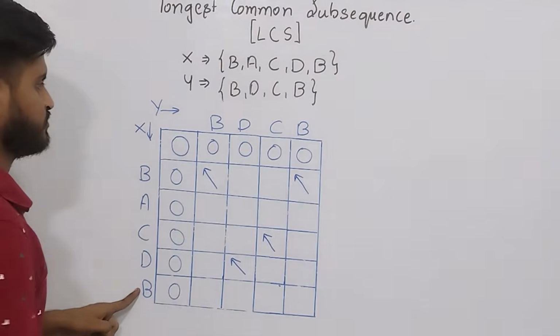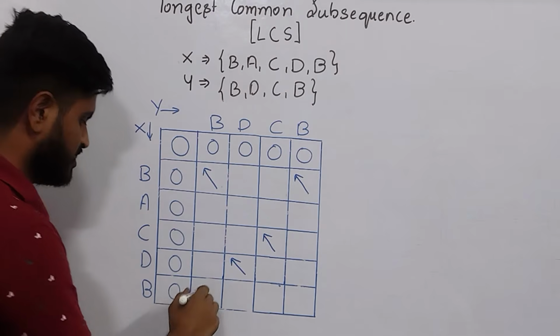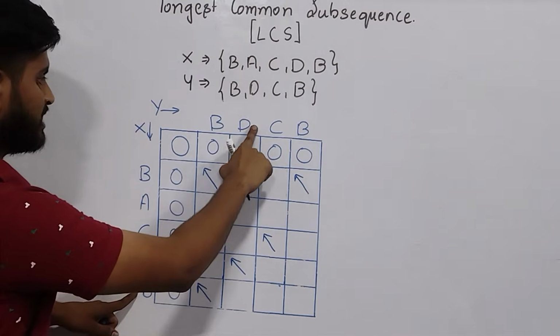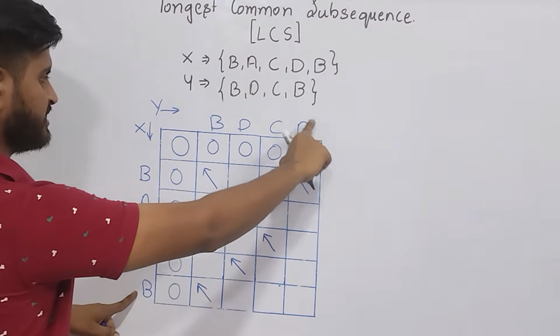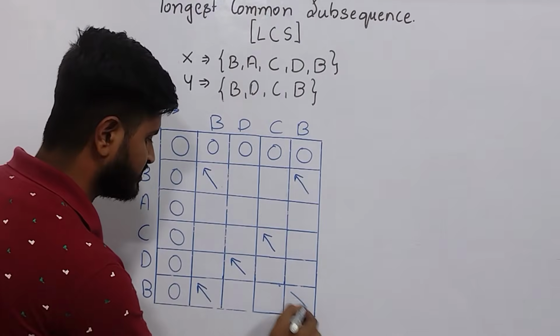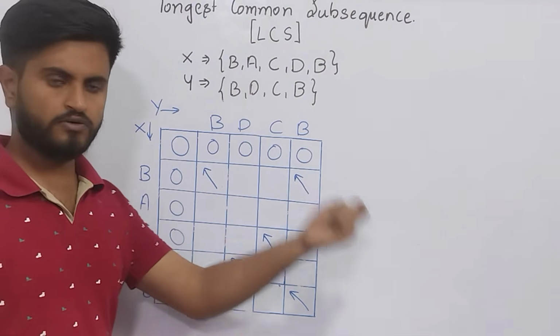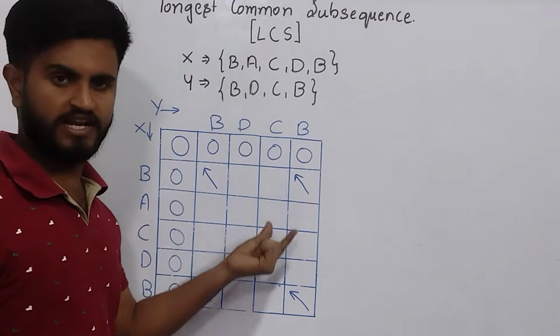Next, d comma c is not matching, d comma b is not matching. Now let's move to the last one, that is b. b comma b is matching, so I will write an arrow tilted towards the left side. b comma d is not matching, b comma c is not matching, b comma b is matching, so I must write an arrow tilted towards the left side. Now the first step is over. Now let's fill all the leftover elements.